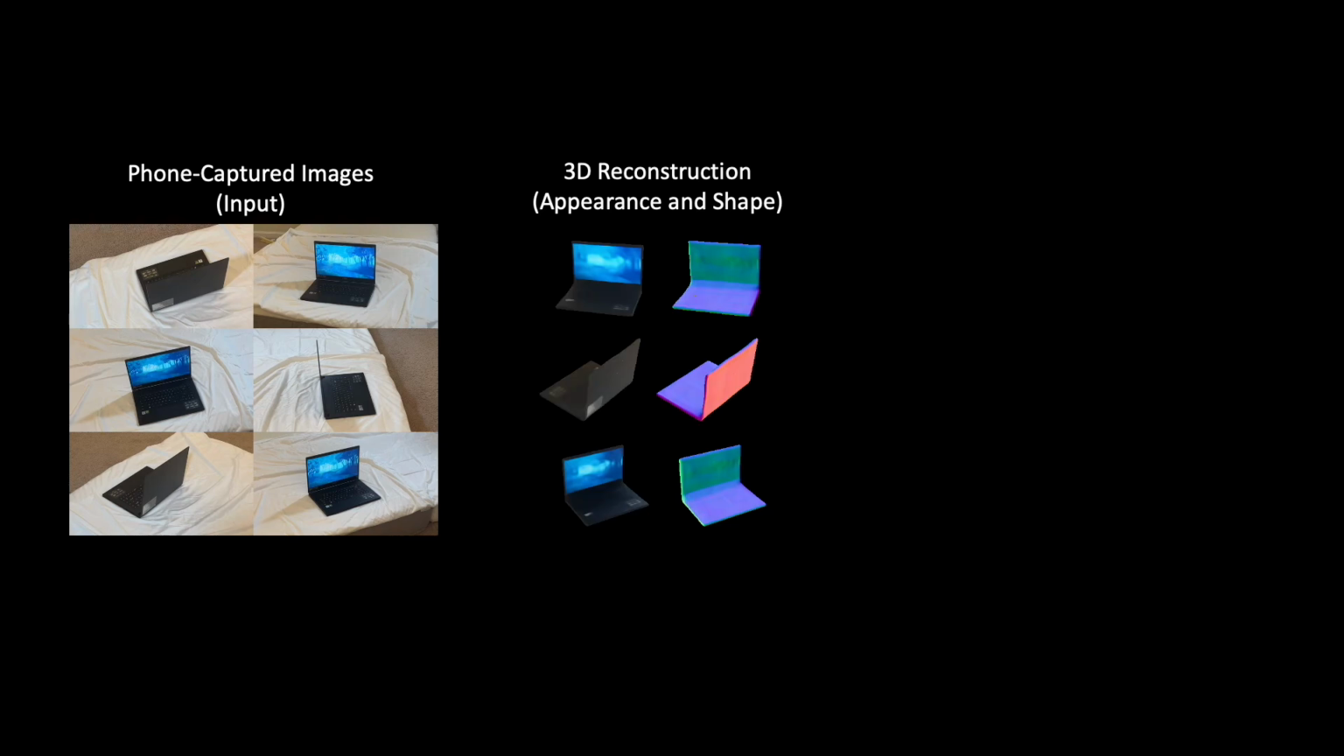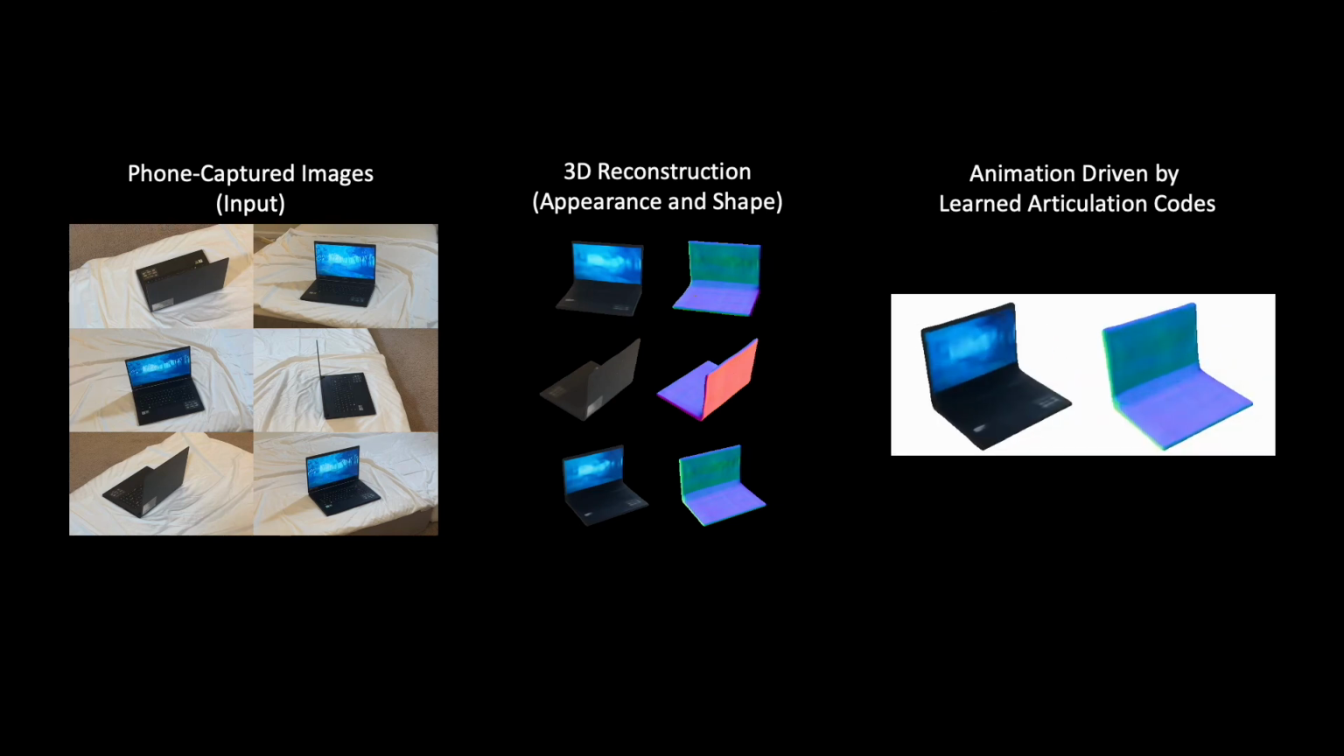Finally, we demonstrate how to animate objects from real-world images by training on synthetic data. We use a cell phone to capture photos of a static laptop, on which we run the model trained on synthetic data to reconstruct the object. Then, by replacing the articulation code with one learned during training, we are able to articulate the static reconstruction realistically for both laptop and drawer.